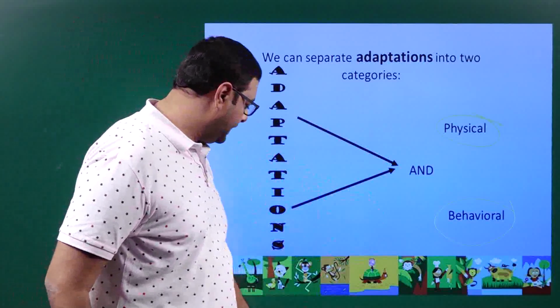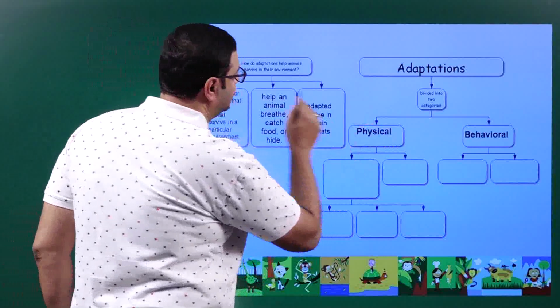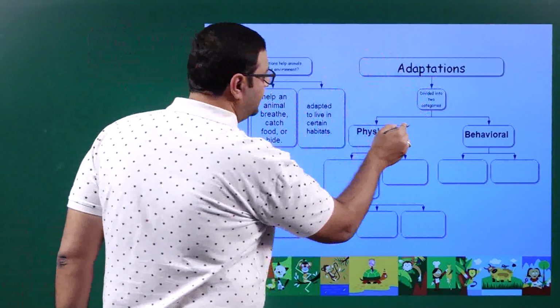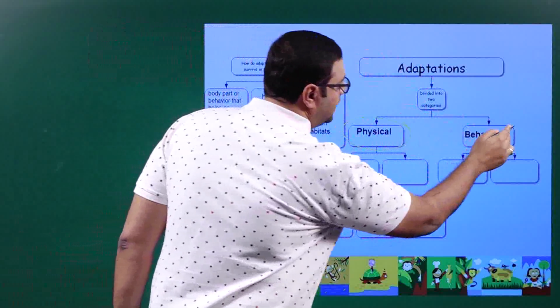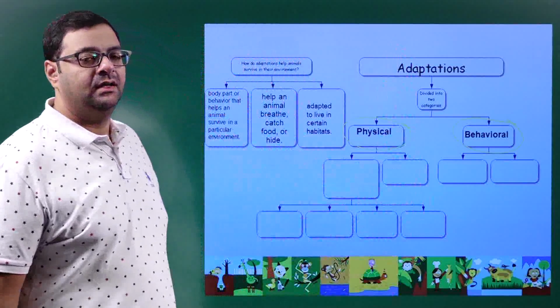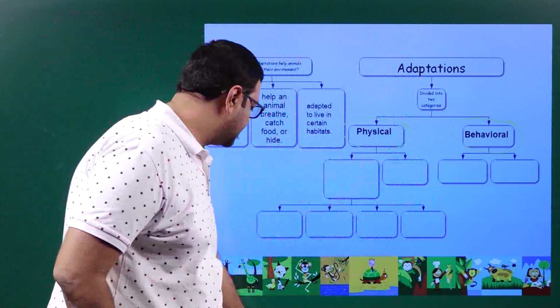Now moving on to the next slide. I have put these two here. This will remain the same. This will remain the same. The only change here will be physical adaptation and behavioral adaptation. Is that clear? Now we will see the next slide.